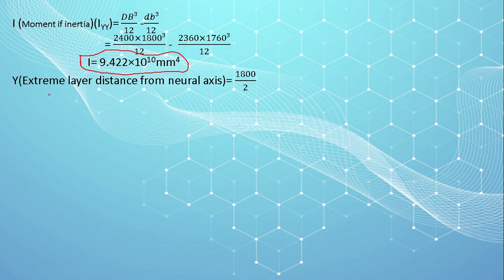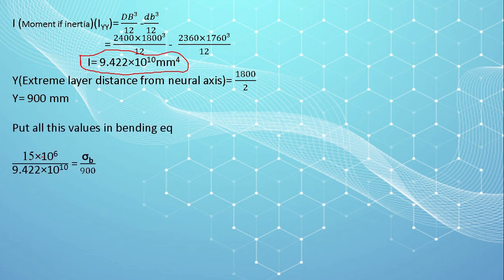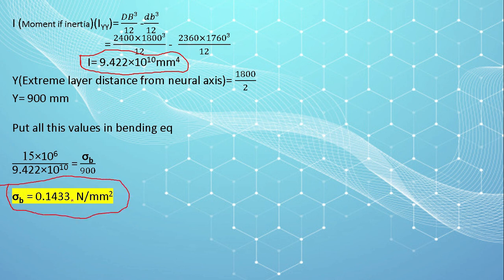Now y, the extreme layer distance from neutral axis, is equal to 1800 divided by 2, therefore y is equal to 900. Put all these values in the equation. 15 into 10 raised to 6 divided by 9.422 into 10 raised to 10 is equal to sigma b divided by 900. So it gives sigma b, bending stress, equal to 0.1433 Newton per mm square.